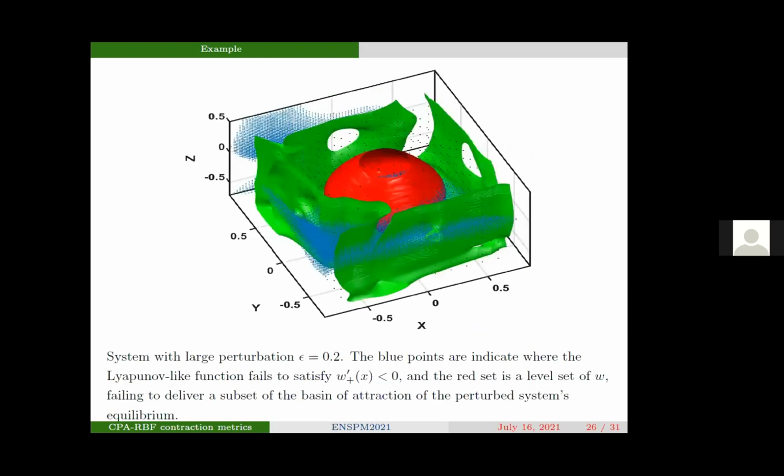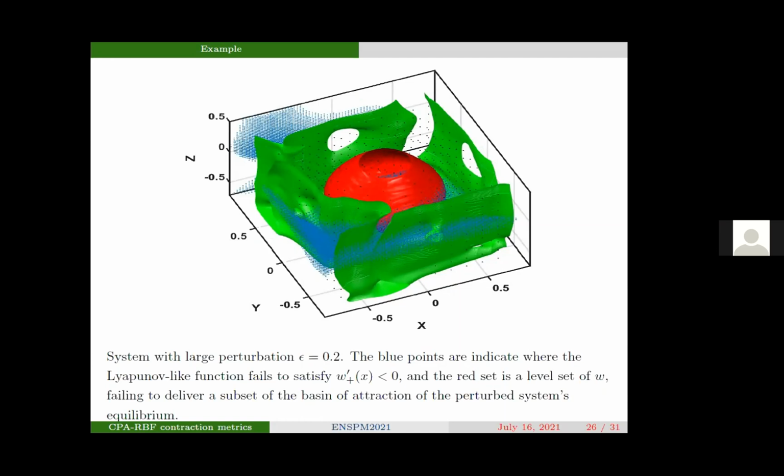Now, for the bigger value of epsilon, you see the contraction metric evaluation changes a lot. It's still good in a great area, but you see the big difference is very much visible here. The problem here is that the Lyapunov-like function fails to work. As you see, the blue dots are not only around the area, but also inside and on the boundary of this red set, which is not desirable.